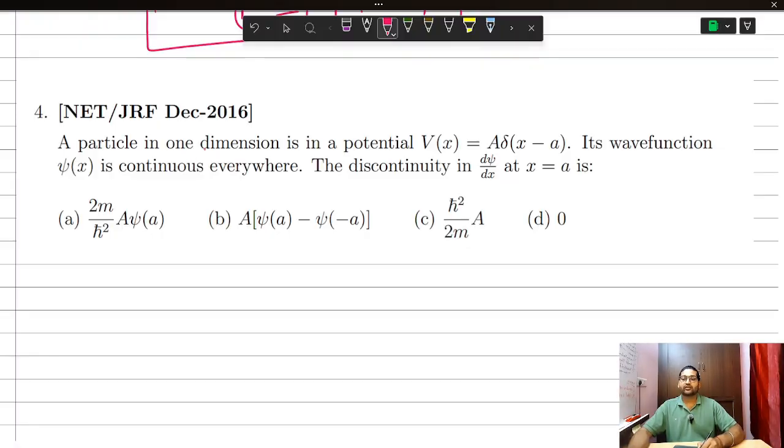This question was asked in December 2016, and the question is: a particle in one dimension is in a potential V(x) equal to a delta(x minus a). So this is a special Dirac delta function, the Dirac delta potential. Its wave function psi(x) is continuous everywhere. The discontinuity in d psi upon dx at x equal to a, so what we have to find is the discontinuity in its slope. Let's solve it.